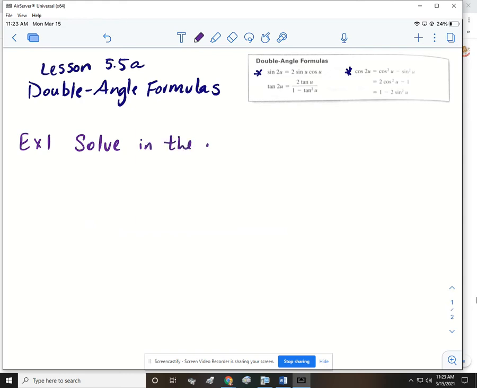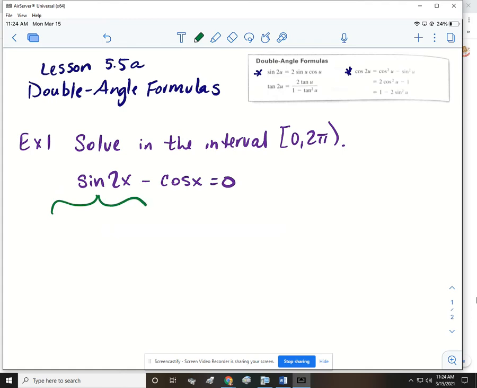We're going to solve in the interval from 0 to 2 pi. And our equation is the sine of 2x minus the cosine of x equals 0. Now, because this is definitely in the double angle formula lesson, we are going to use a double angle pretty much on every problem. So the sine of 2x, we can look up there at our formulas, and we can rewrite it as 2 sine of x cosine of x.